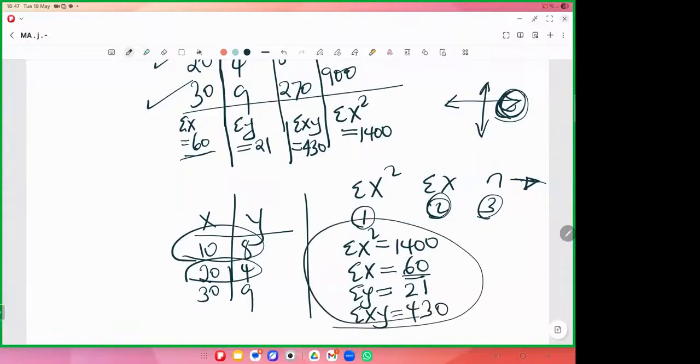This one, your examiner allows you to do it. What your examiner does not allow you to do is to get the value of a and b directly. That one is out of bounds. Interesting. And once I get these figures, then substituting to get b is not a major deal.